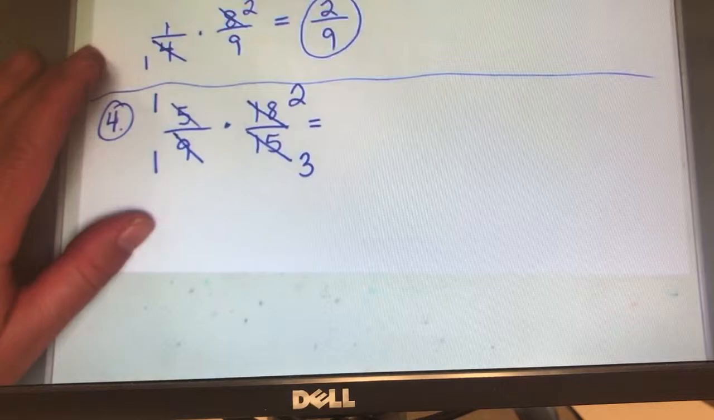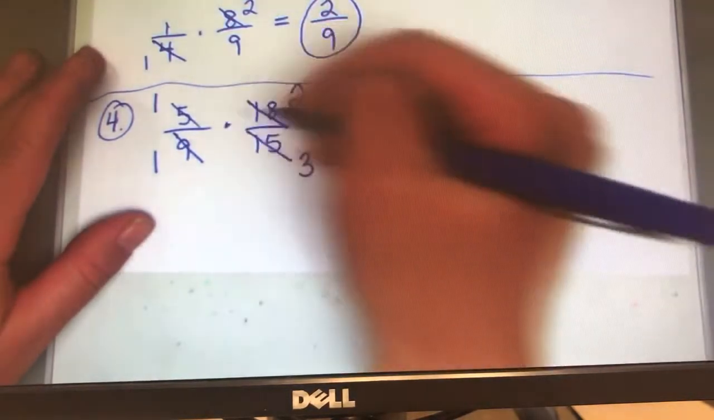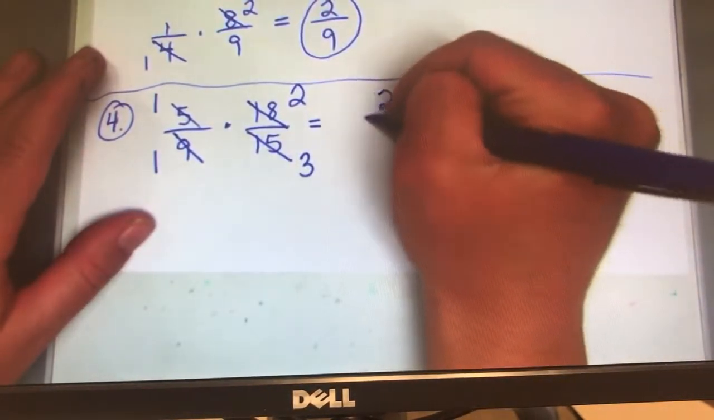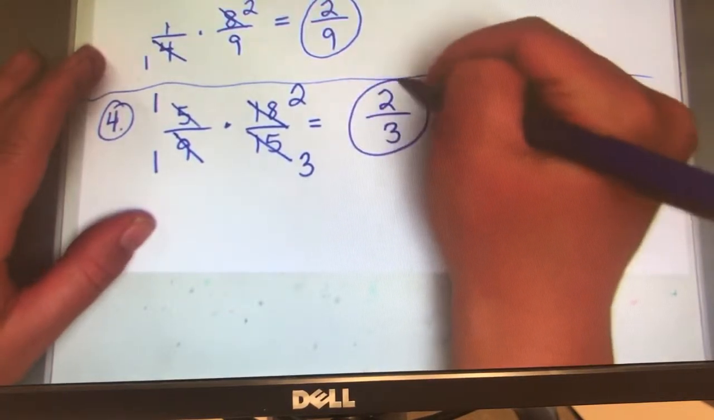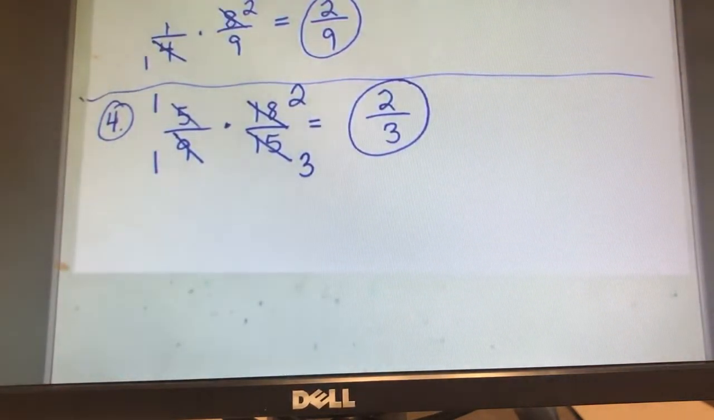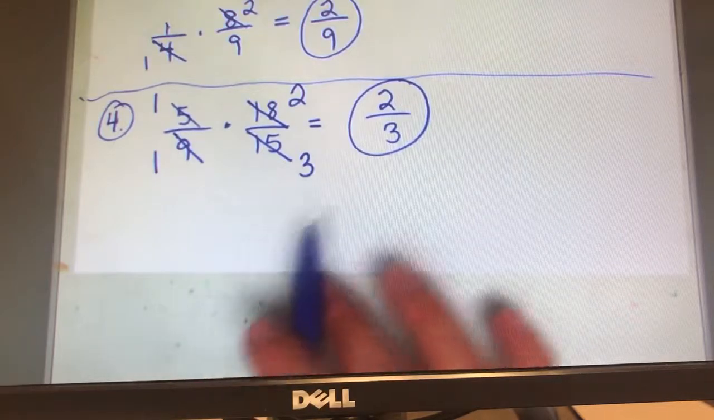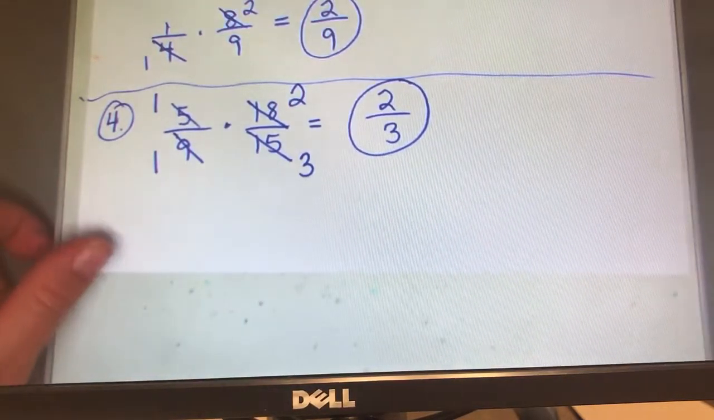Those are way easier to multiply, and then I'm going to be done. 1 times 2 is 2. 1 times 3 is 3. And my answer is 2/3. That's in simplest form, so I'm done. Okay, so again, you can use whatever method you want. This one's just more beneficial with bigger numbers, so you don't have to do the big simplifying at the end.